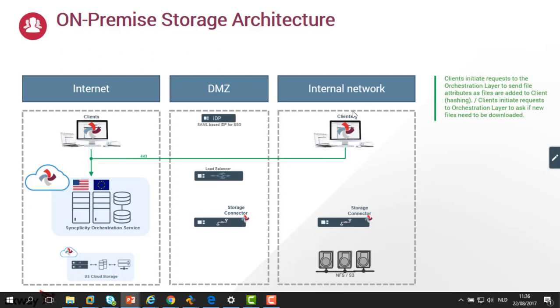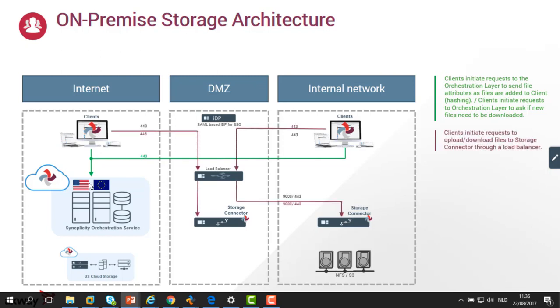So how does this work? When I am using Syncplicity on my PC and I add a file to a Syncplicity folder, the client will detect that there is a new file or a change in a file. It will calculate a hash and it will ask the orchestration, do you already have this hash? We do this for deduplication. If the orchestration says this is not a unique file, this is a duplicate, my client will not even bother to upload it.